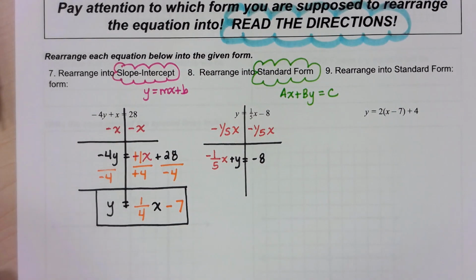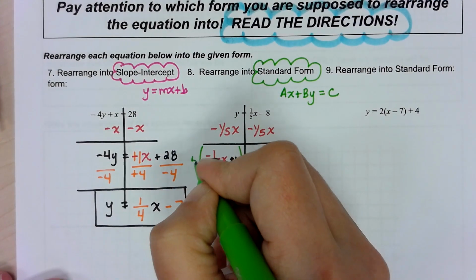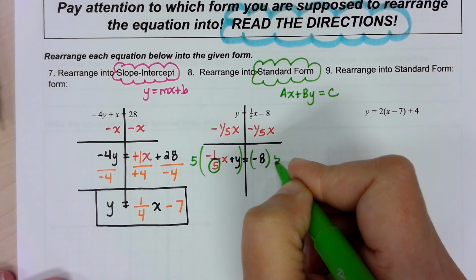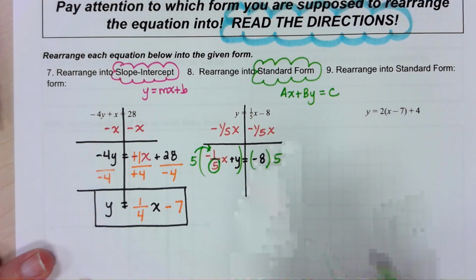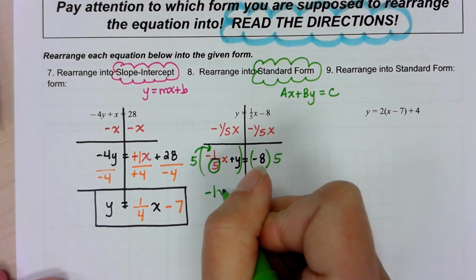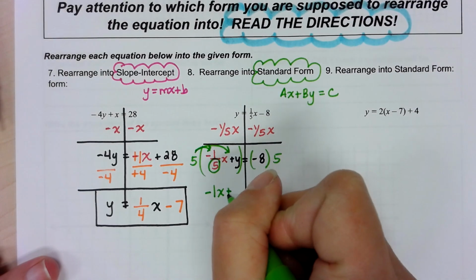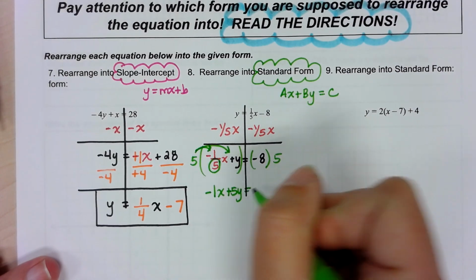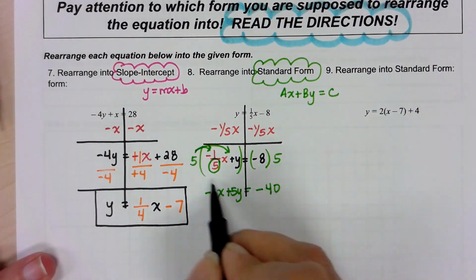Now I need to get rid of that fraction, so I'm going to look at the denominator and multiply everything on the left and everything on the right by that number. So when I multiply 5 times negative 1/5, I get negative 1x. When I multiply 5 times y, I get plus 5y. And negative 8 times 5 would be negative 40.